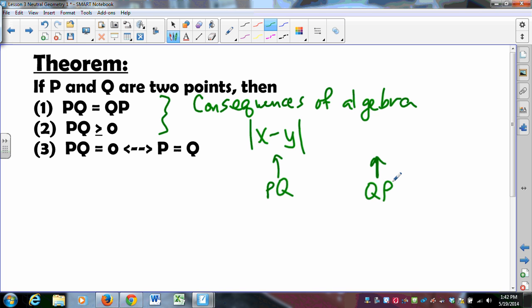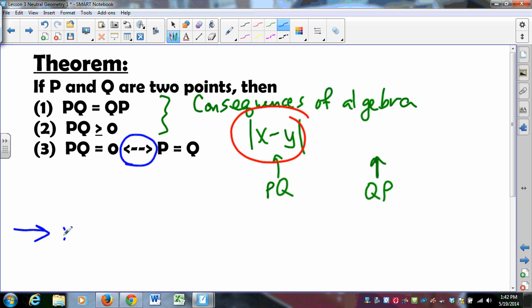Number two kind of flows from the fact that we're talking about an absolute value. PQ is a distance. Distance is an absolute value of a difference between two numbers. And so I think that flows fairly easily. The third part of this theorem is an interesting thing. And as with all biconditionals, we're going to go the one way and then the other. So let's go this way first.